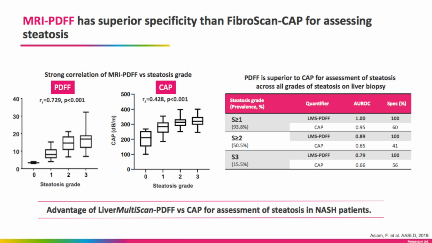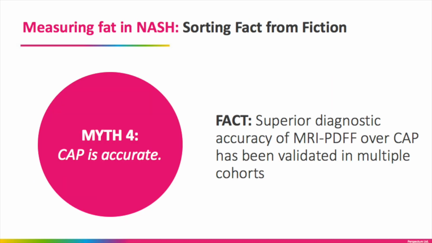On the last column of the table on the right of this slide, we can see that specificity of PDFF for the 3 grades of liver steatosis is 100%, while that of CAP is only between 41 and 60%. This again puts PDFF, as measured by liver multiscan, at an advantage of significant clinical interest when assessing hepatic steatosis in patients with NAFLD. And lastly, myth 4.